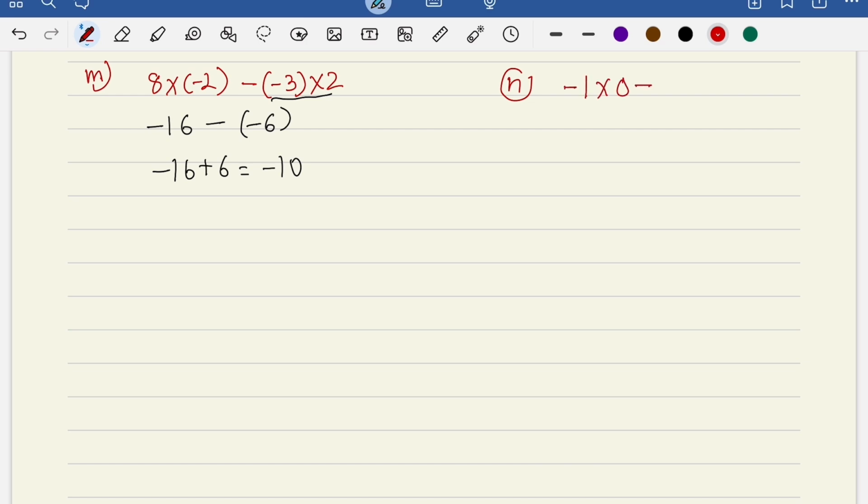Minus 1 times 0, minus of minus 4 times 1. 1 times 0 is 0. Then minus minus 4 is plus 4. 4 times 1 is 4. So it would be 0 plus 4, which is equal to 4.